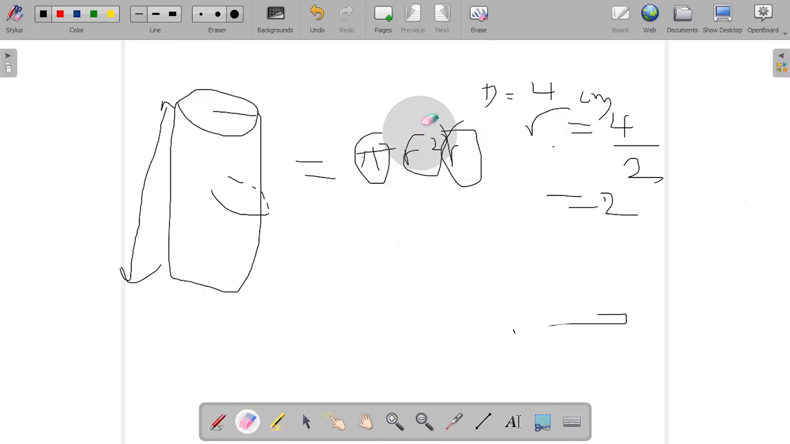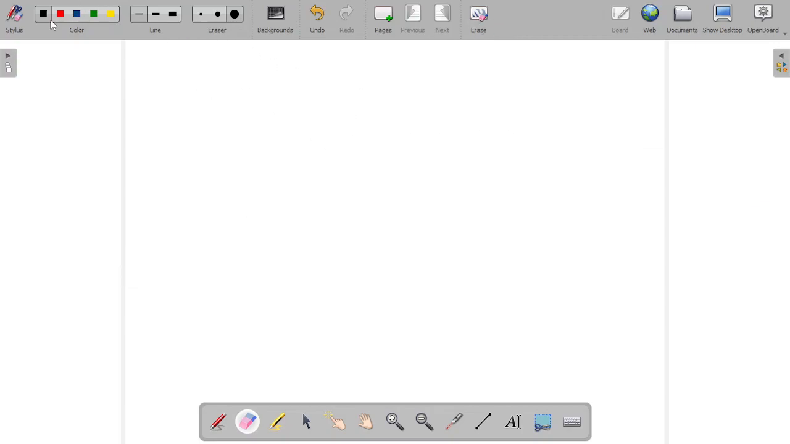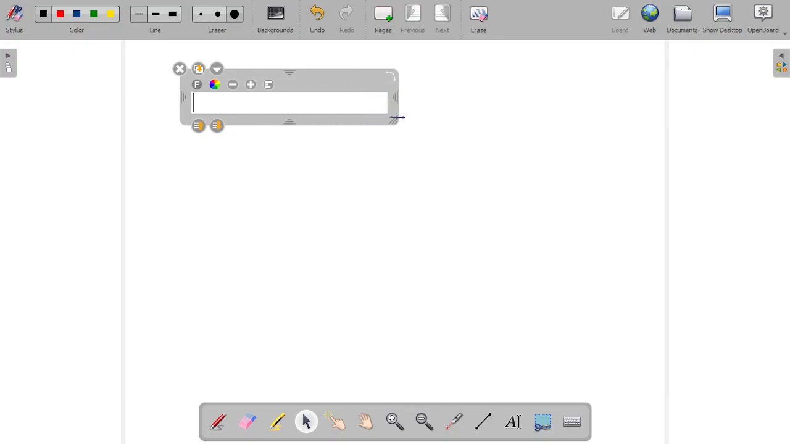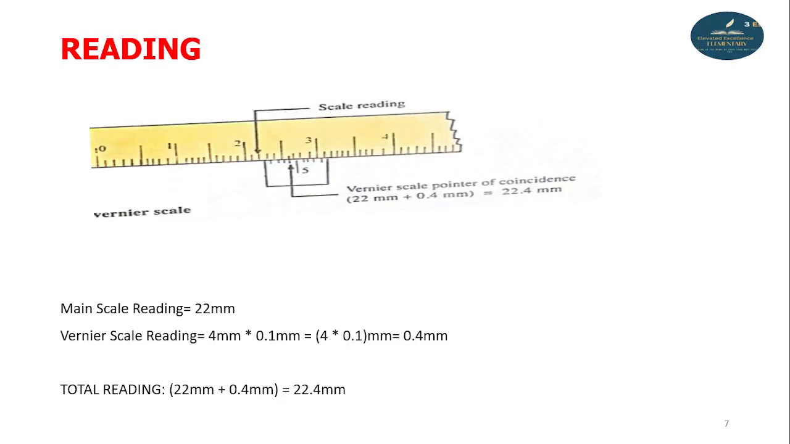Let's erase this. So for the main scale reading, let me write that out. Sorry, let me expand this. For the main scale reading, we have what? We calculated 2.2 centimeters, because we are assuming it was in centimeters. So let's leave this for now.